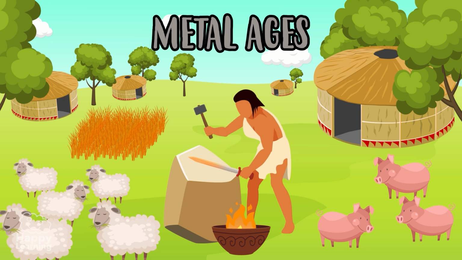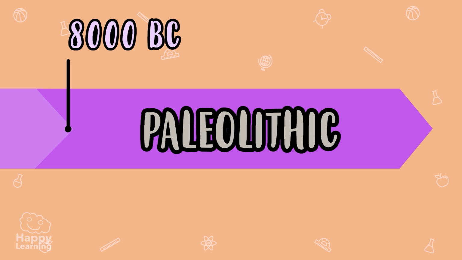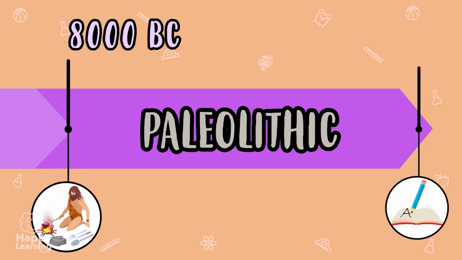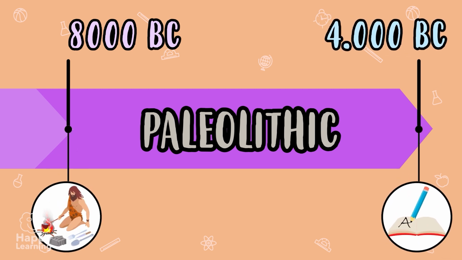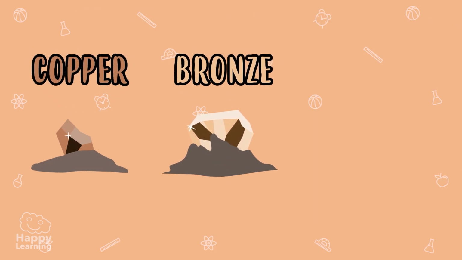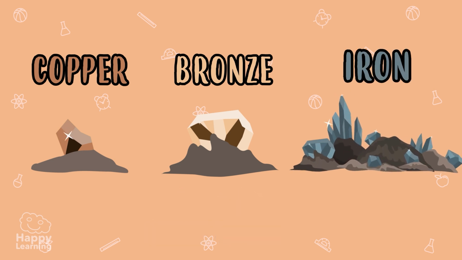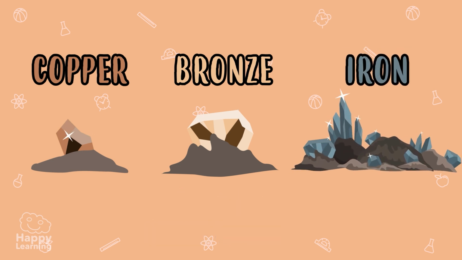The Metal Ages, which commenced approximately 6,500 years BC and finished when the first written language was born. The first metal which was used was copper, then bronze, which is a mixture of copper and tin, and finally, iron, which is a much more abundant mineral and therefore easier to find in nature.